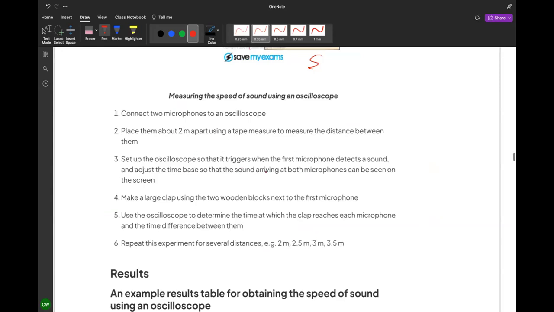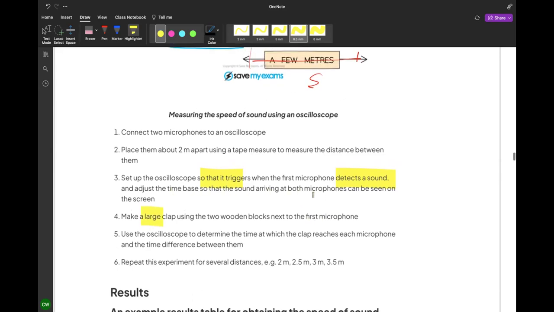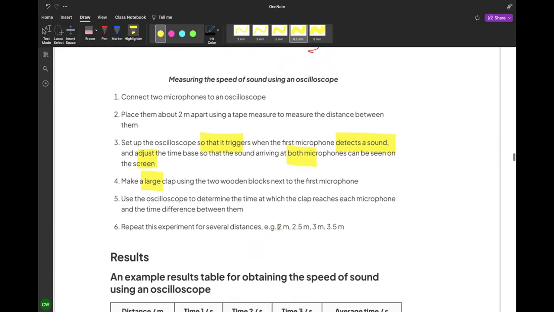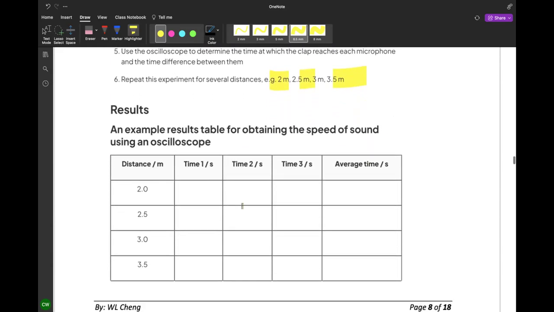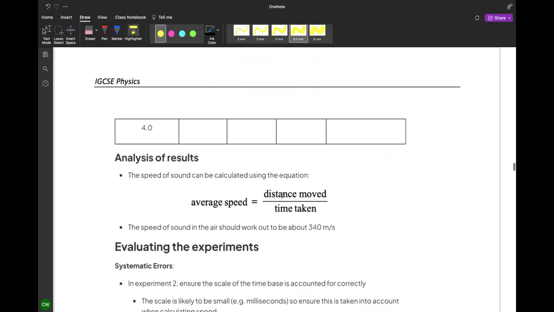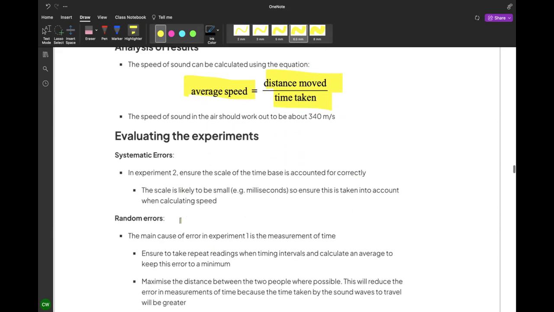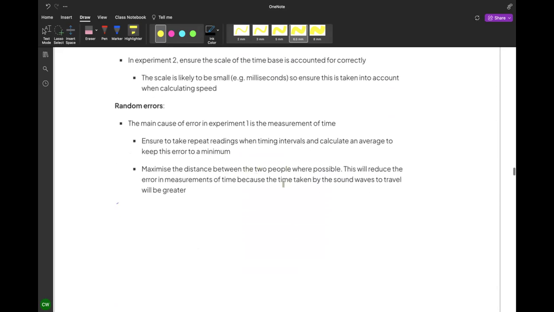Okay, so set the trigger on. You trigger on when you detect the first sound, then you trigger one more time. Then adjust until both microphone signals can be seen on the screen. Repeat with different distance. That's all. Then take the average. Same formula: average distance over time. Okay, so that's all about the practical.